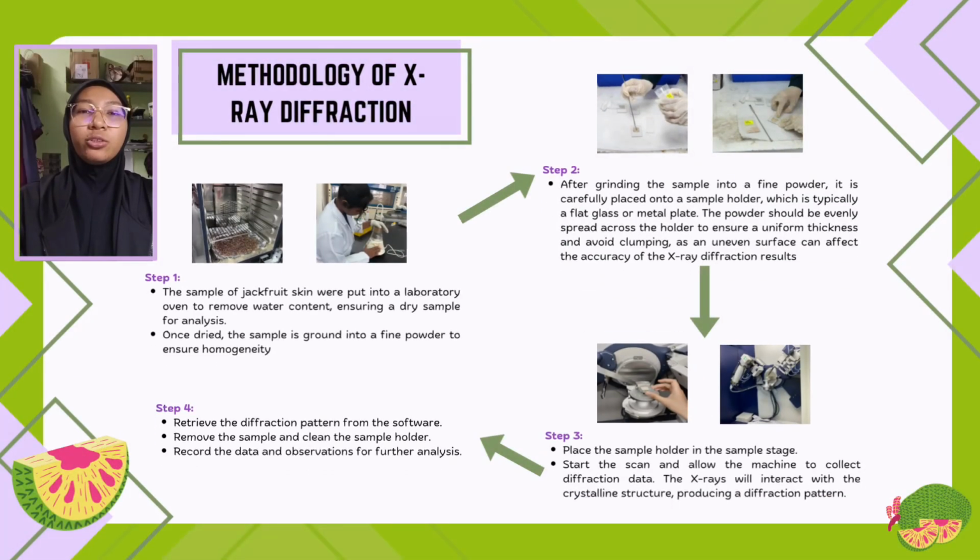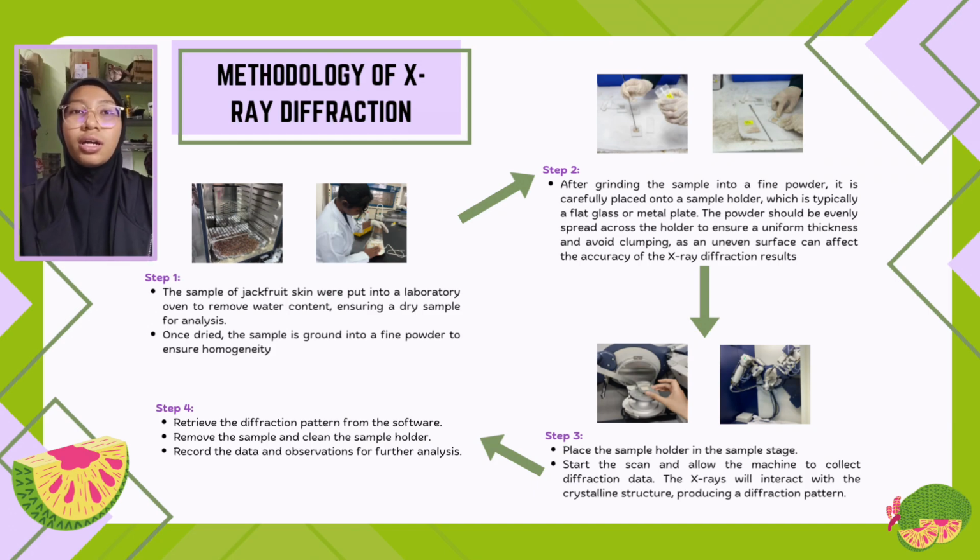Next, I will walk you through the methodology of XRD. Step 1 is sample preparation. First, the jackfruit skin sample is prepared. The sample is placed in a laboratory oven to remove any water content, ensuring a dry sample for accurate analysis. Once dried, the sample is ground into a fine powder to ensure it's homogeneous.